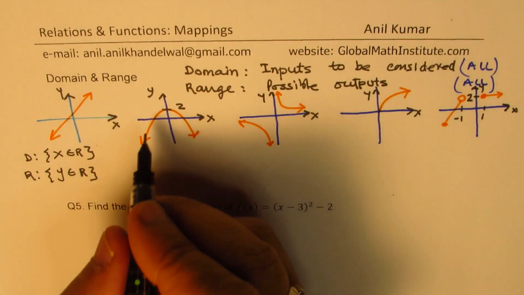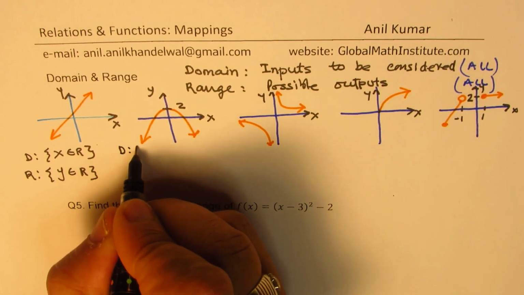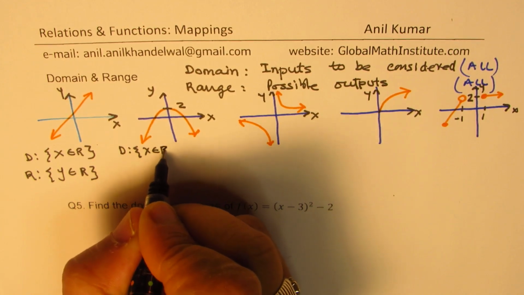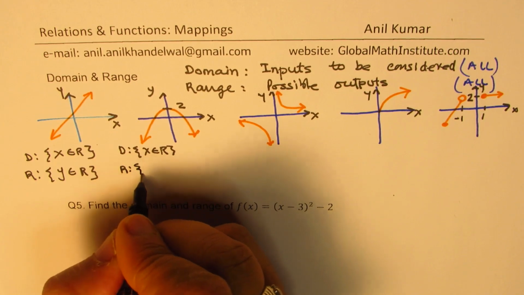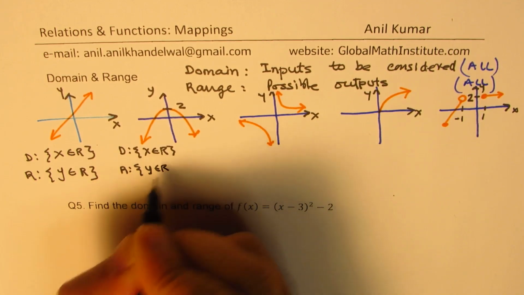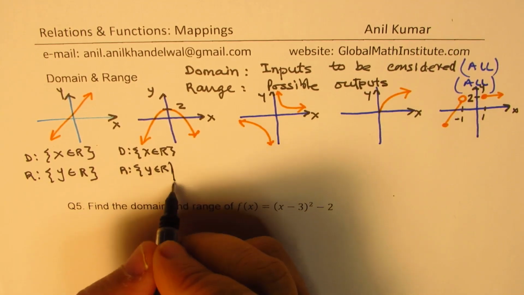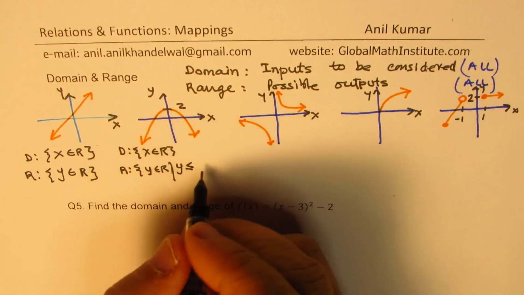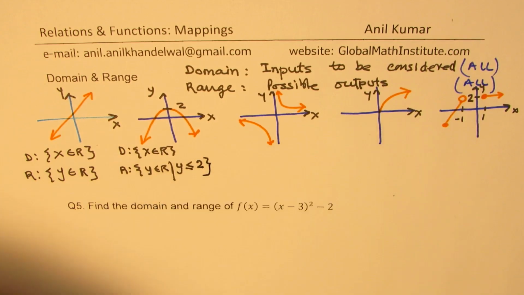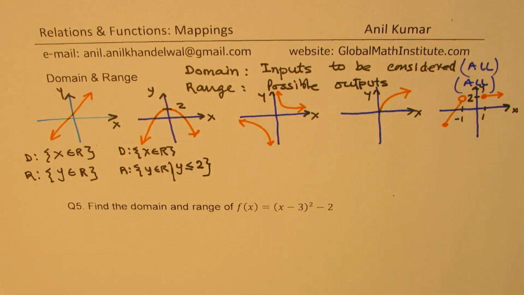Correct. In this case, again, the domain is all real numbers. However, the range is restricted. And we say range is y does belong to real numbers. However, so that is the condition. We are saying y is less than or equal to the top value, which is maximum value of 2. Since the parabola opens downwards.